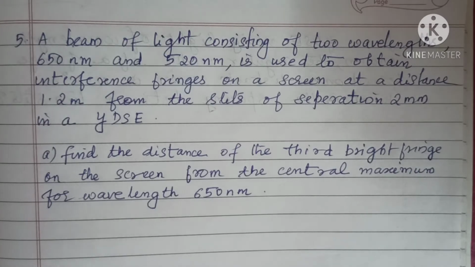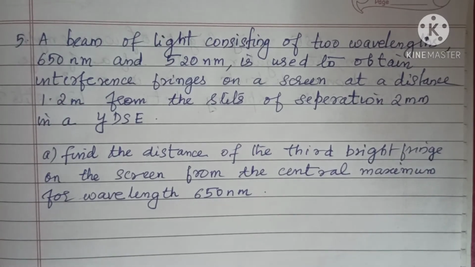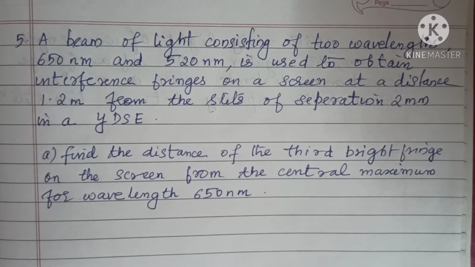Okay, so here we have a beam of light. It consists of two wavelengths, the first is 650 nanometer and the second is 520 nanometer. It is used to obtain the interference fringes on a screen at a distance 1.2 meter from the slits. So capital D is given. Then the slits are separated by a distance of 2 millimeter. Small d is given.